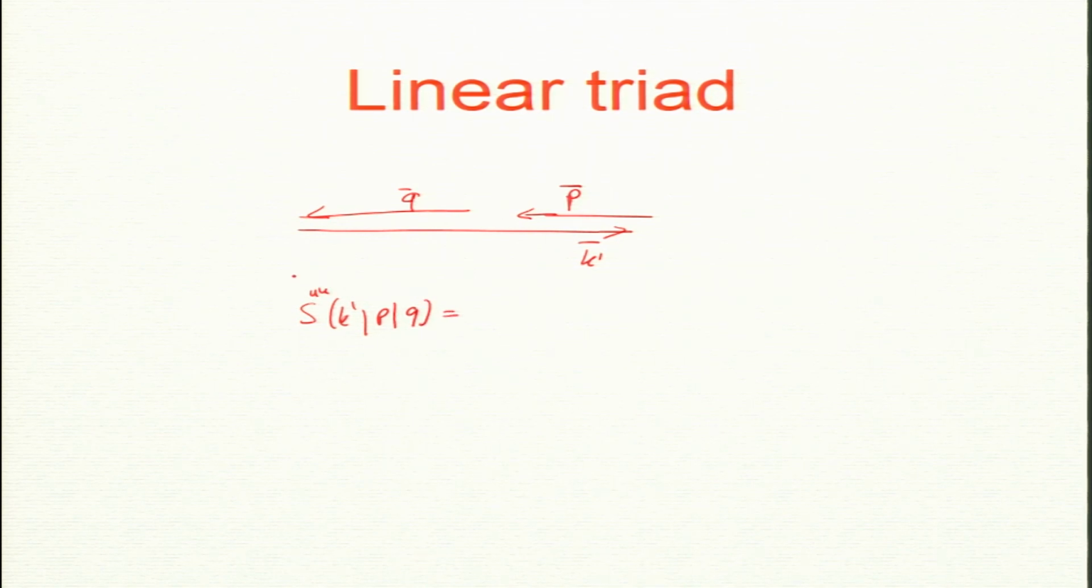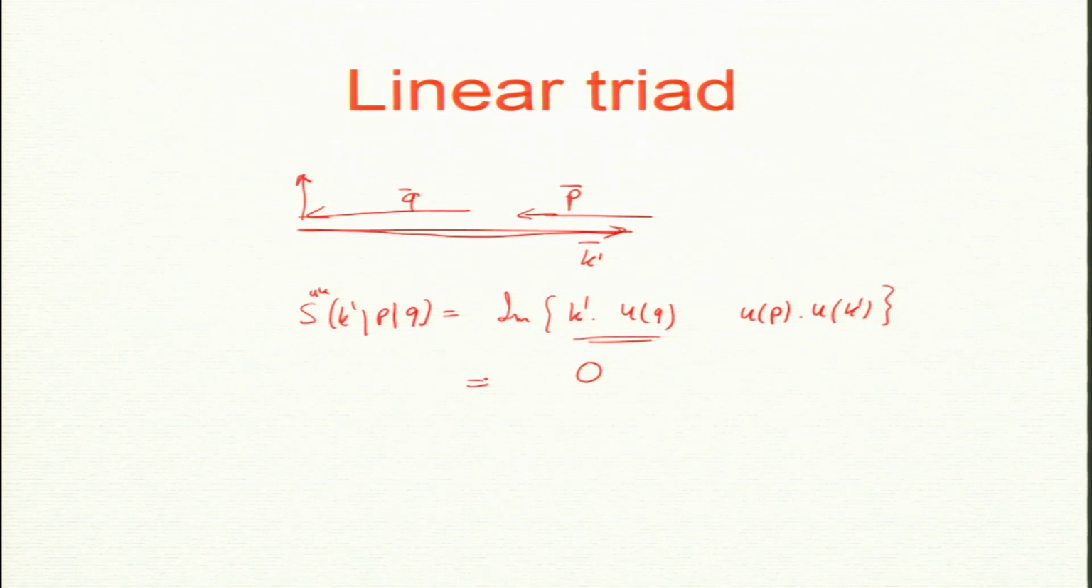Now, I may not write the U. So, what is it? This is a straightforward answer: imaginary K prime dot UQ, UP dot UK prime. K prime is in that direction. What is the direction of UQ? It must be perpendicular to Q. It is in a plane, but it is perpendicular to Q, and it is also perpendicular to K prime, because K prime, P and Q are in the same line. So, what happens to this term? It is 0. So, energy transfer in a collinear triad is 0.